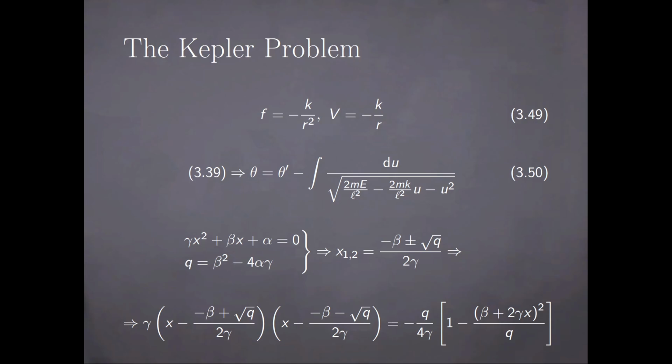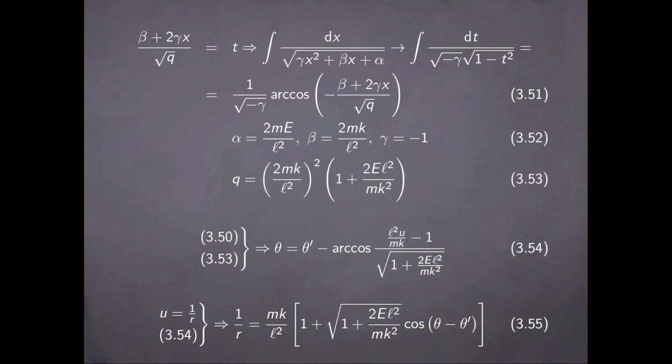Then, if we take the square root of the quantity here, and we label it by some variable t, which is just an integration variable, it's not a time, then we can transform the integral for our angle to the form here. And this one has a straightforward solution in the form of the arccosine function.